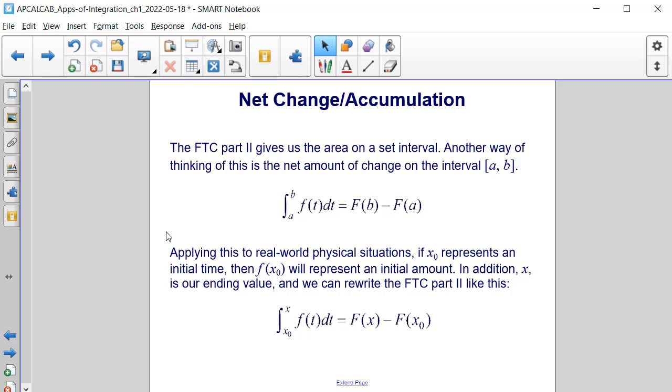Applying this to real-world physical situations, if x initial represents an initial time, then the function evaluated at the initial x value will represent that initial amount. In addition, if x is our ending value, then we can rewrite the fundamental theorem of calculus part 2 as it's shown here. The integral from x initial to x of f of t dt will be equal to capital F of x minus capital F of x initial.